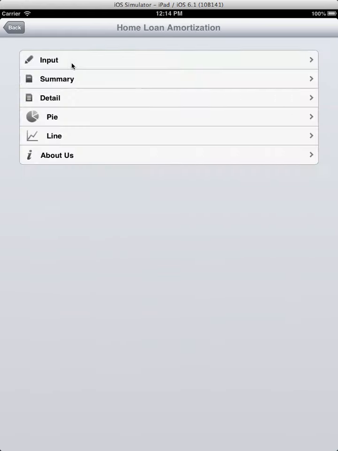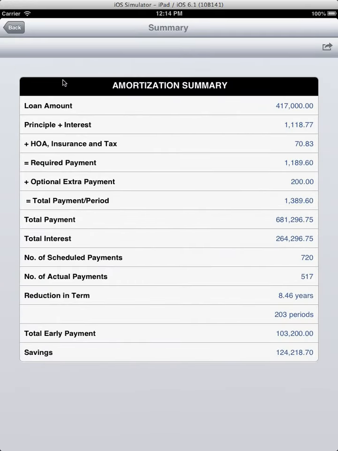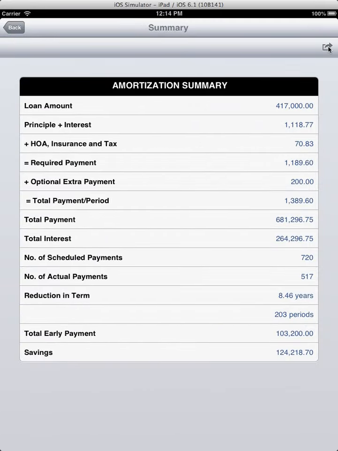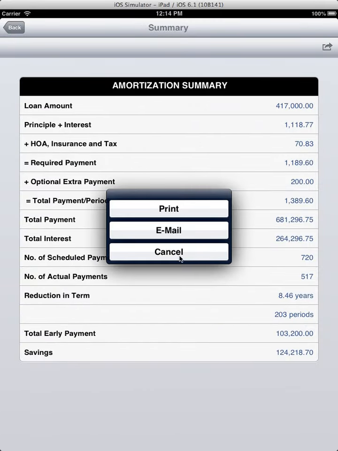Okay, here are the inputs, and then here is the summary. So it shows the loan amount, principal, interest, total interest, and reduction in years, savings, etc. You can also email the result. You can also print the result.